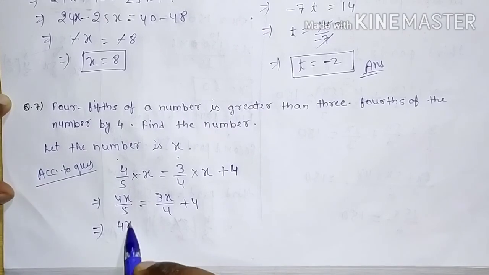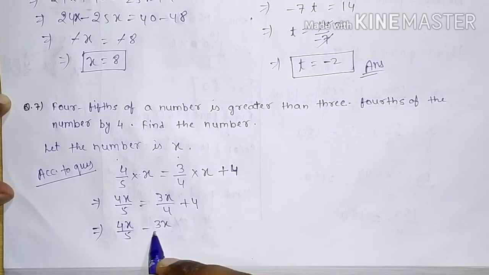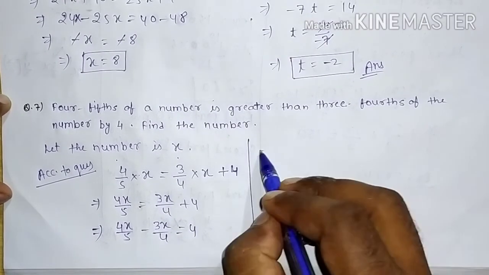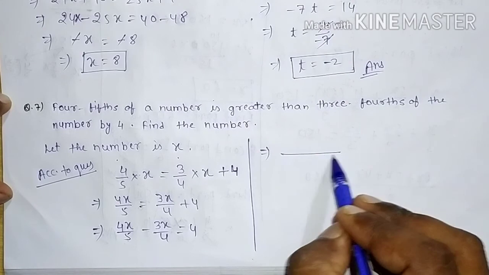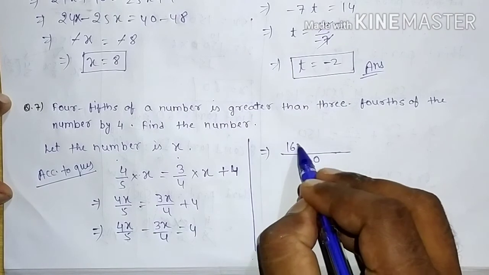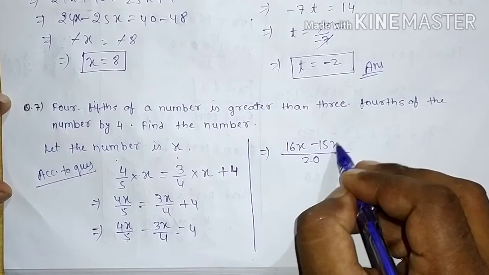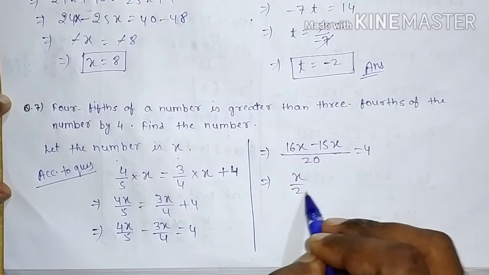Now 3x by 4 comes to the LHS side, so it becomes minus 3x upon 4, equals 4. Now here 4x upon 5 minus 3x upon 4 equals 4. So just simplify it. The LCM of 5 and 4 is 20. So just take the LCM. This is 20. 5 fours are 20, 4 fours are 16. This is 16x. 4 fives are 20, 5 threes are 15x. So this is minus 15x equals 4. Now 16x minus 15x, that is x upon 20 equals 4.